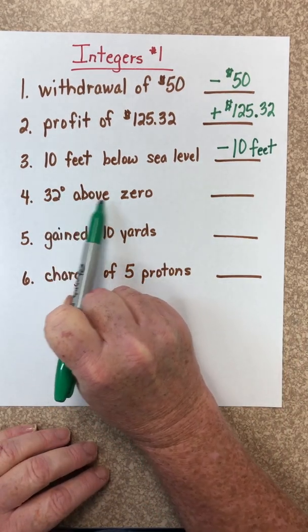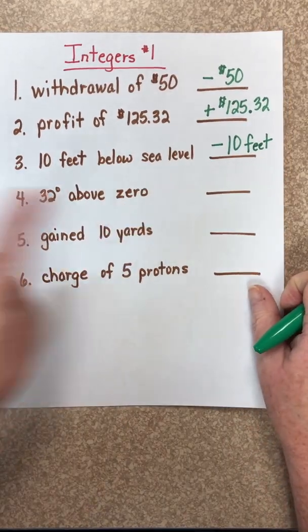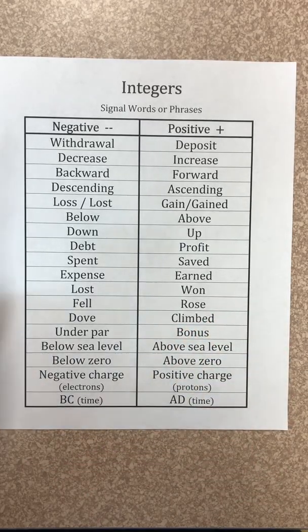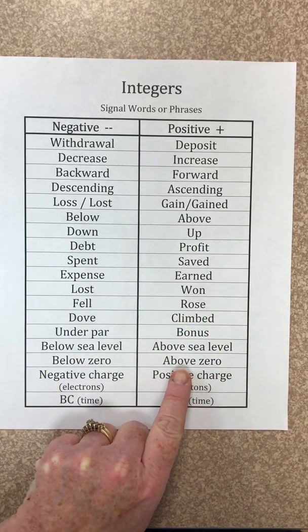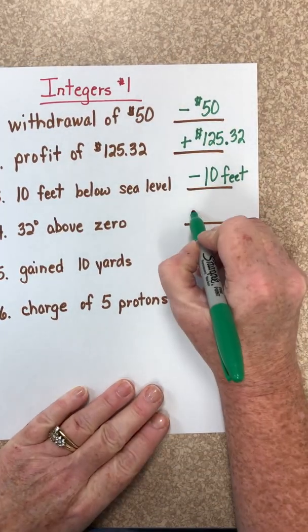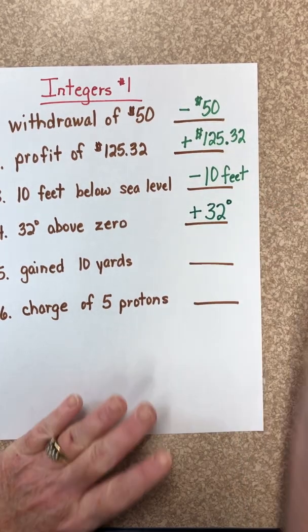Next is 32 degrees, that's the degree symbol. 32 degrees above zero. So we're going to look for the key phrase above zero. So again, we look at this table, and above zero is right here in the positive column, above zero. So it means we'll use a plus sign, and then 32, and then the degree symbol.